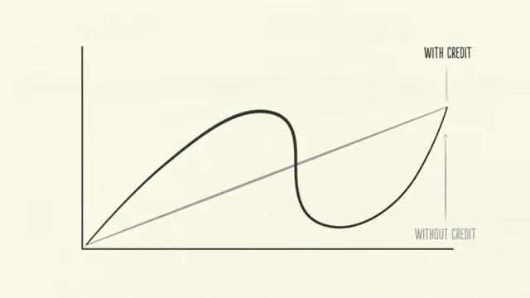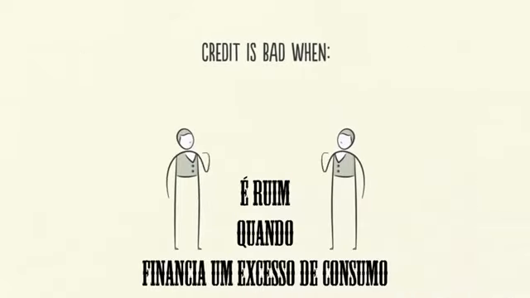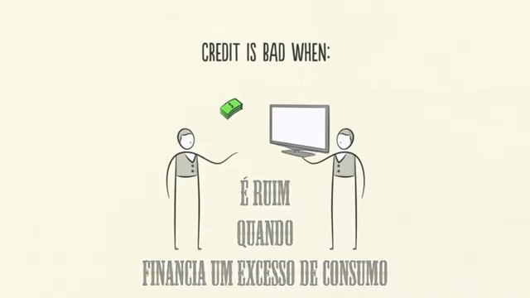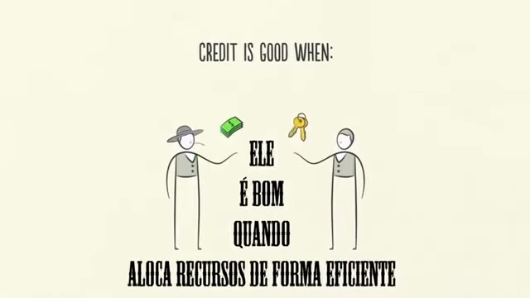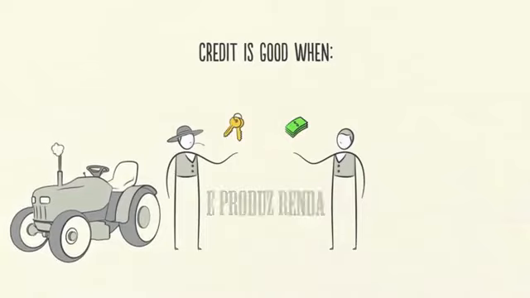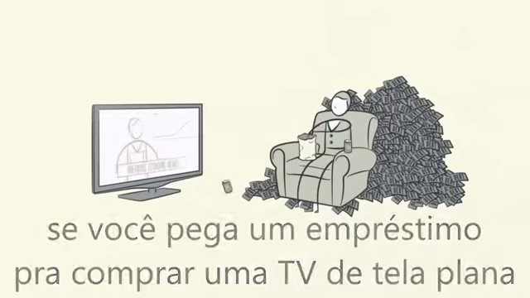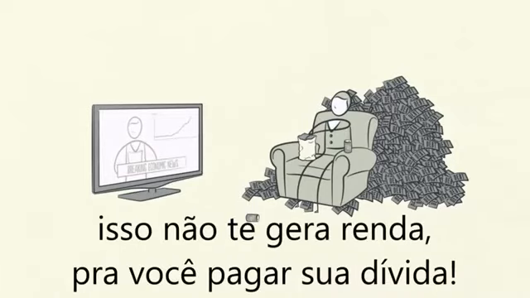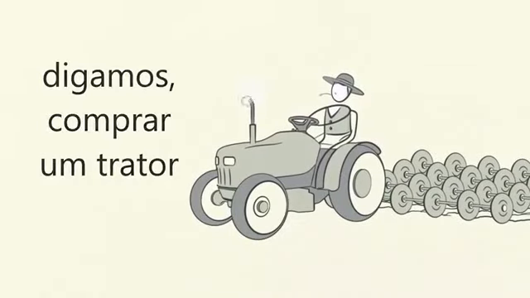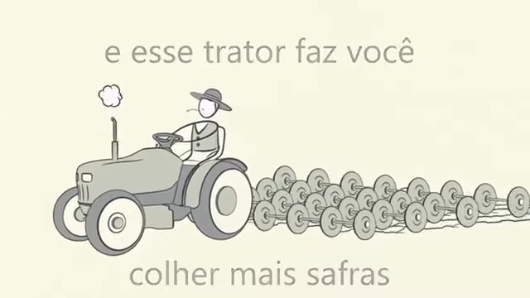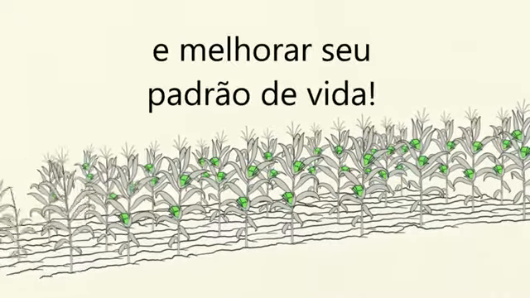Now, don't get me wrong. Credit isn't necessarily something bad that just causes cycles. It's bad when it finances overconsumption that can't be paid back. However, it's good when it efficiently allocates resources and produces income so you can pay back the debt. For example, if you borrow money to buy a big TV, it doesn't generate income for you to pay back the debt. But if you borrow money to, say, buy a tractor, and that tractor lets you harvest more crops and earn more money, then you could pay back your debt and improve your living standards.